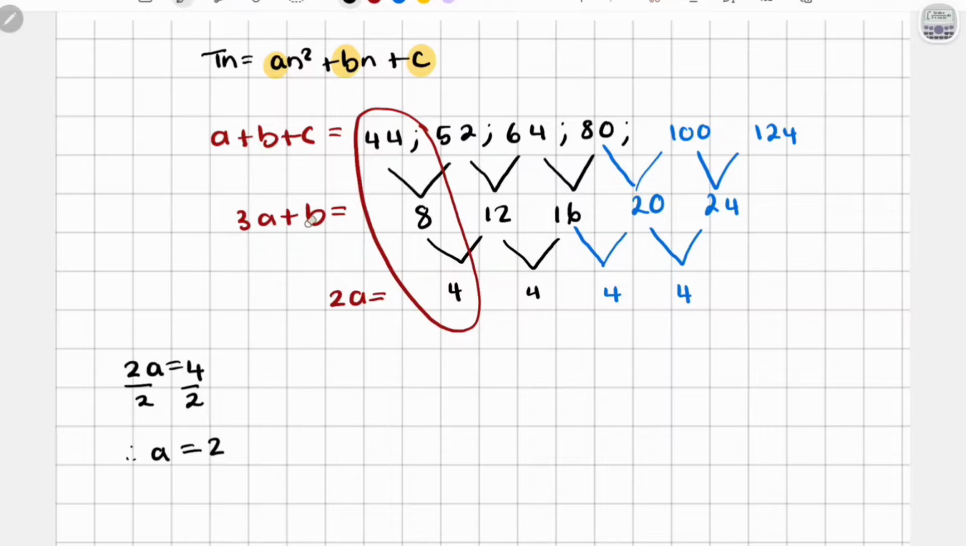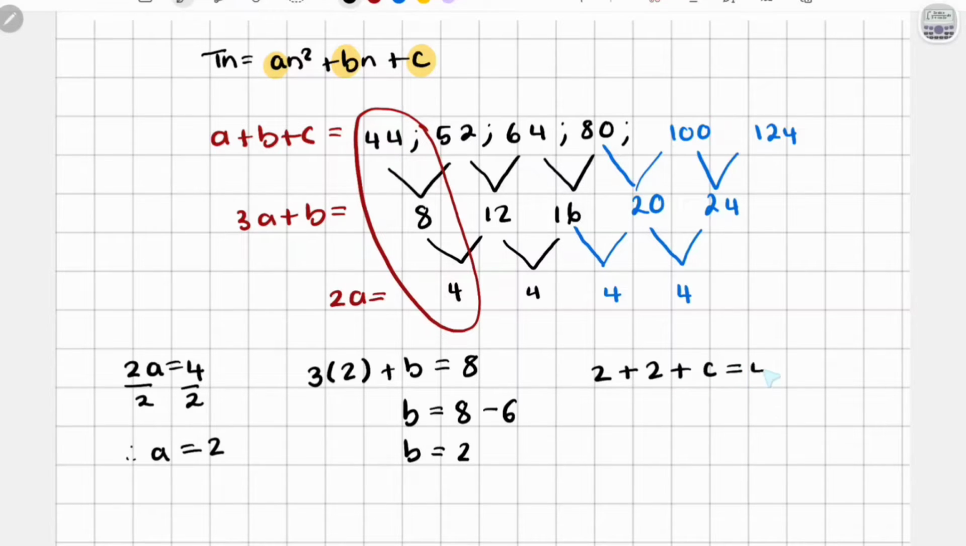Now to find b, we say 3a, but we know what a is. a is 2, so 3 times 2 plus b is equal to 8. 3 times 2 is a positive 6, and if we take that positive 6 over, we get a negative 6. So b is equal to 2. Then a plus b plus c: I know a is 2, and b is also 2, so 2 plus 2 plus c is equal to 44.